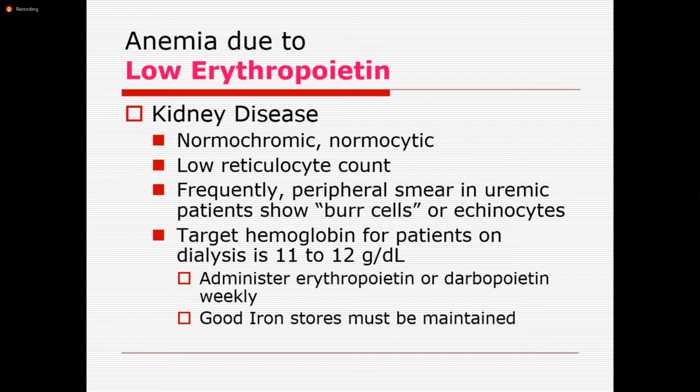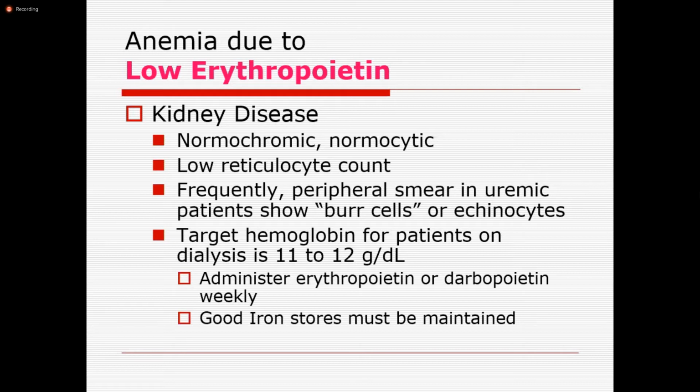So we know that erythropoietin is of paramount importance for the generation of the RBCs. So a patient with chronic kidney disease will have anemia that's usually normocytic and anemia of chronic disease because of decreased erythropoietin. Low retic count because of decreased production, because erythropoietin is responsible for the production of red cells. Frequently, the peripheral smear in uremic patients shows Burr cells. I will later show you in the slide.